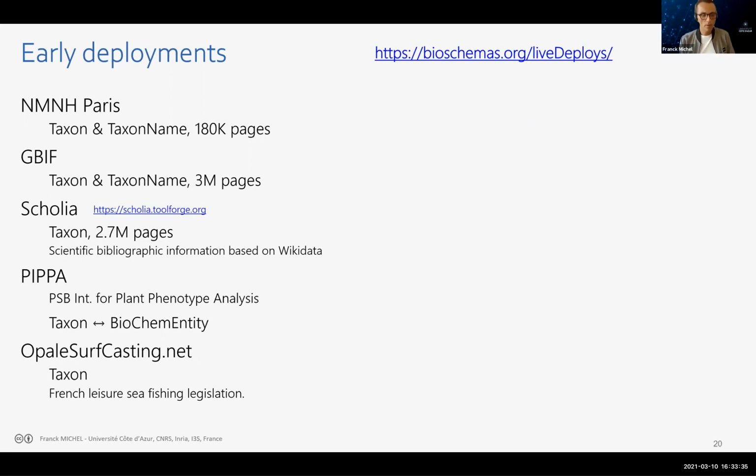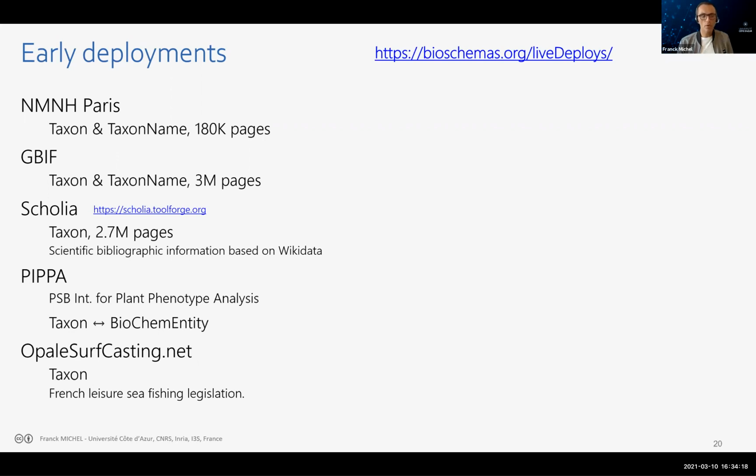And another one very different, which is that last one, Opal Surf Casting. I think this is an association, I'm not even sure about that, that reports legislation, French legislation about leisure sea fishing. So it seems to be maintained by, I don't know, citizens. And the cool thing here is that just with these 5 examples, you can see that we have very different types of websites annotating their pages with the same taxon and taxon name terms. So you can start trying to cross those data just by scraping the information that's here.